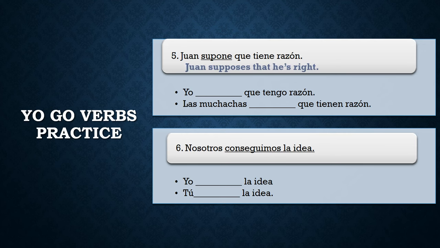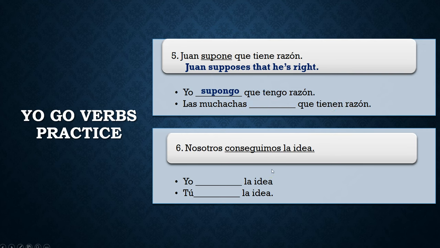Did you get it? Juan supposes that he's right. To change that, it would be yo supongo, las muchachas suponen. And again, there were other changes. I didn't ask you to make them. So Juan supposes that he's right would change to I suppose that I'm right, and they suppose that they are right.